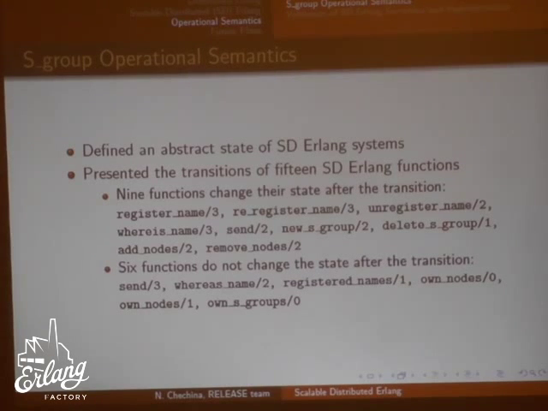And for this, we came up with 9 functions that change their state and 6 functions that don't change their state. Initially, a node has some sort of a state, and for the functions that don't change their state, the state doesn't change, but still we return some result. For example, where is the name, or register name, and so on.